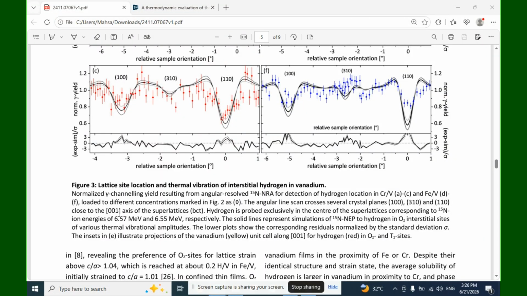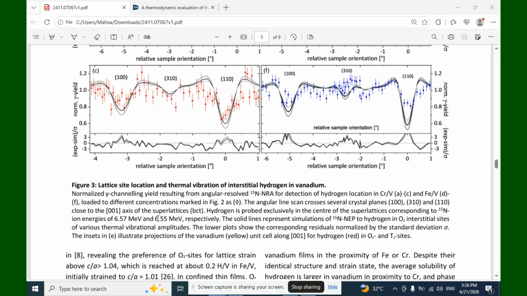close to the 0.1 axis of the superlattice, hydrogen is probed exclusively in the center of the superlattices, corresponding to the anyons energies of the 6.57 megaelectron volt and 6.55 megaelectron volts respectively. The solid lines represent the simulations of the NEP to hydrogen oxygen interstitial sites of various thermal vibrational amplitude.